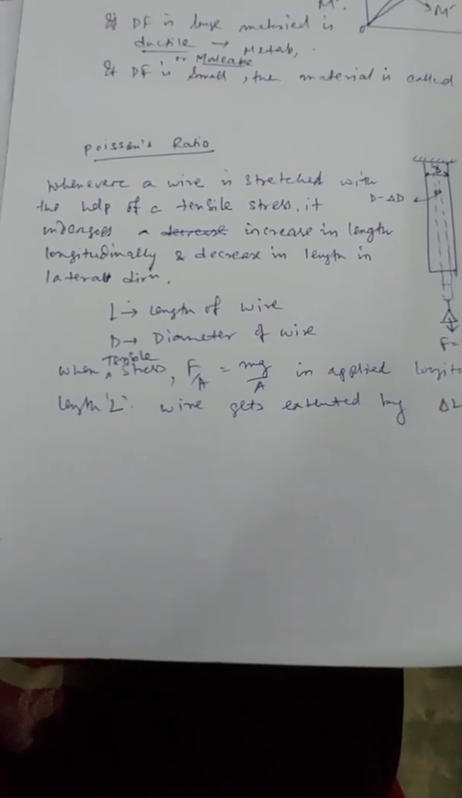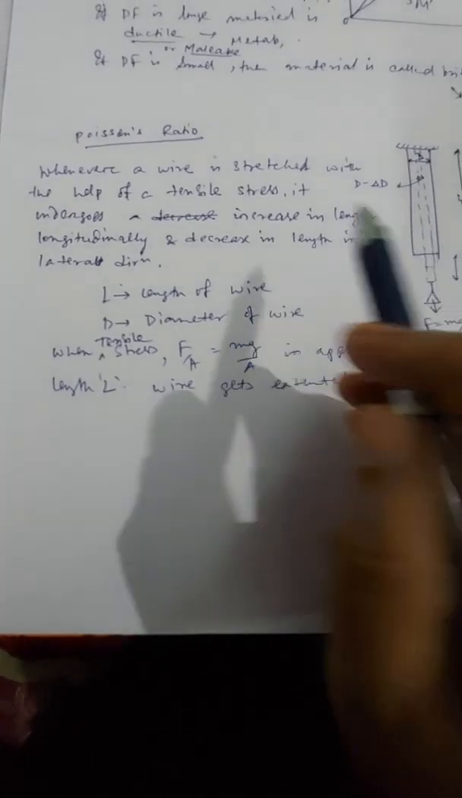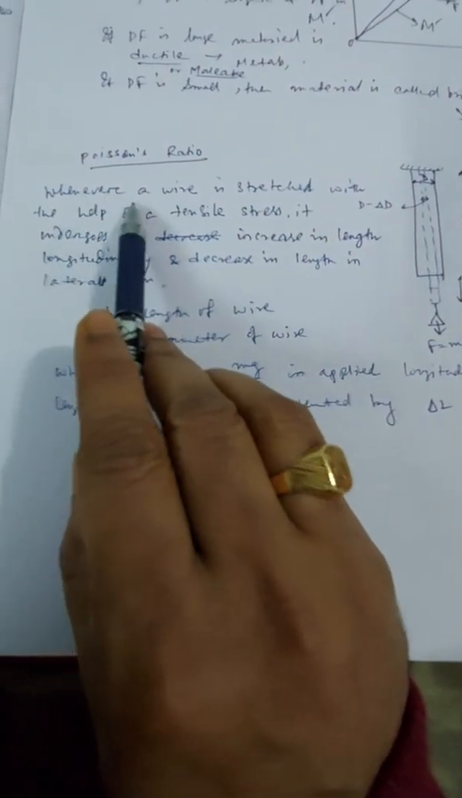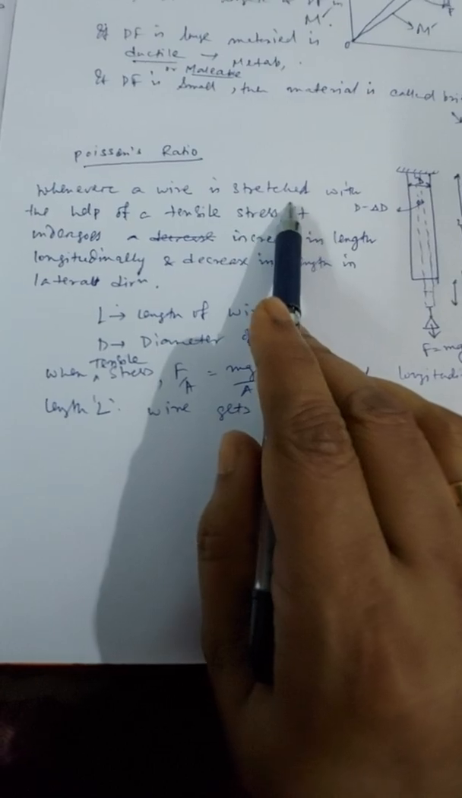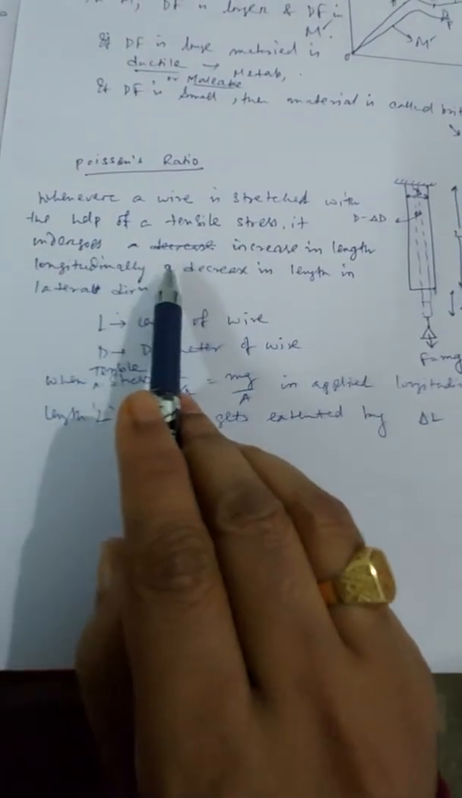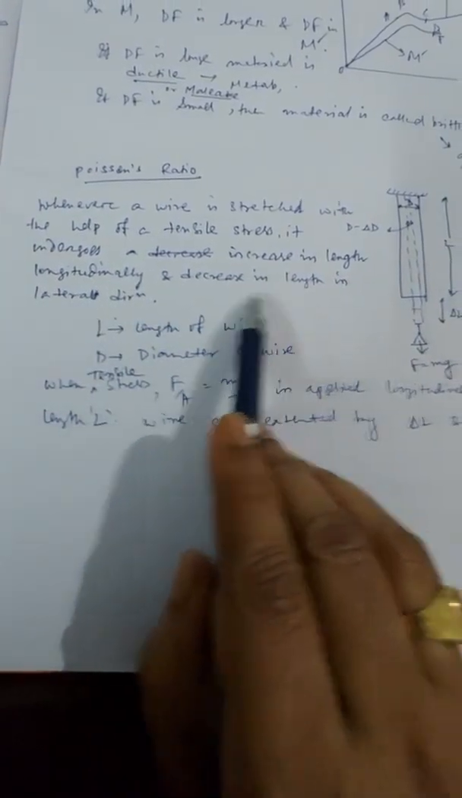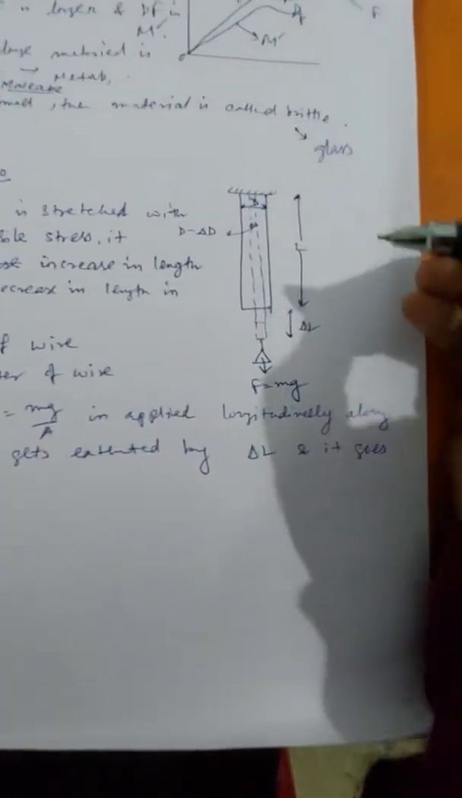Now let us discuss a small topic. What is Poisson ratio? So as you can see, whenever a wire is stretched with the help of a tensile stress, it undergoes an increase in length longitudinally and a decrease in length in the lateral direction. It will be clear from this figure.